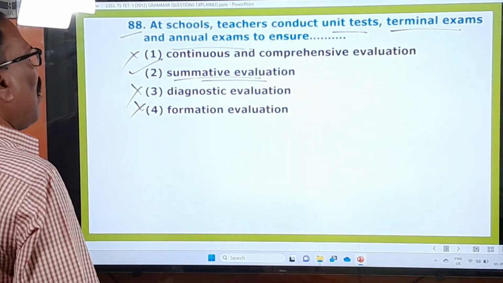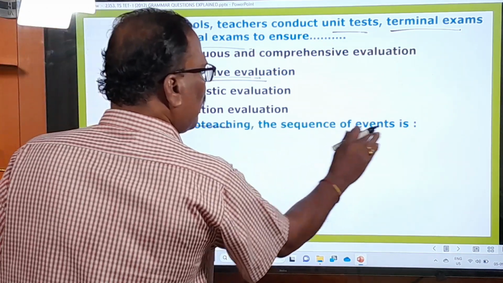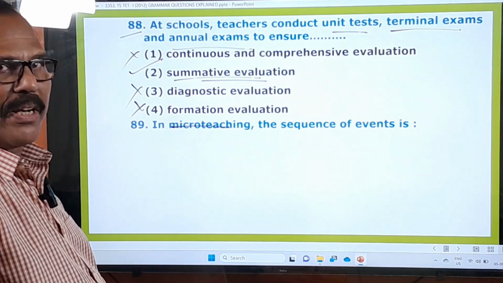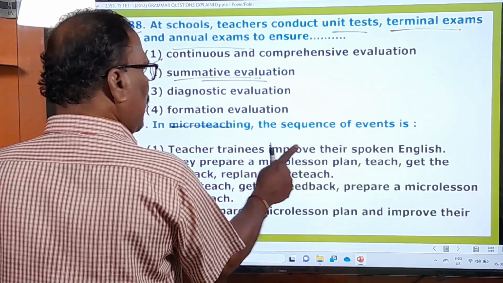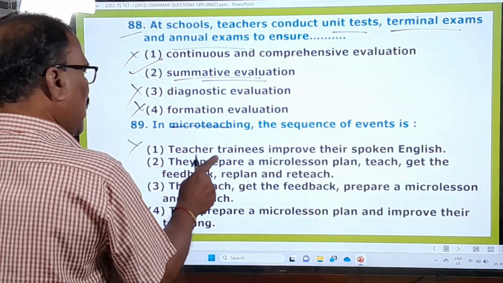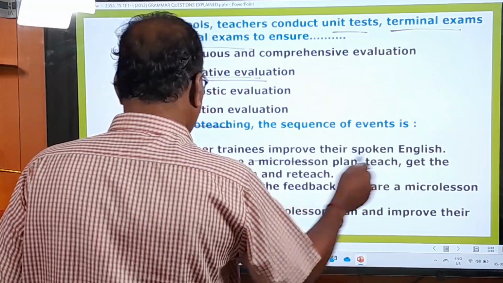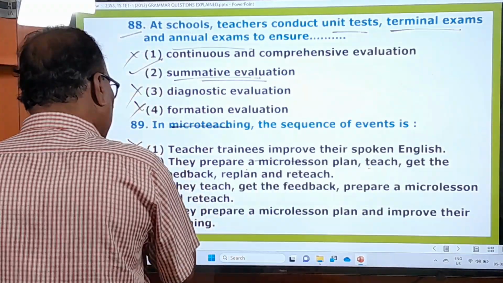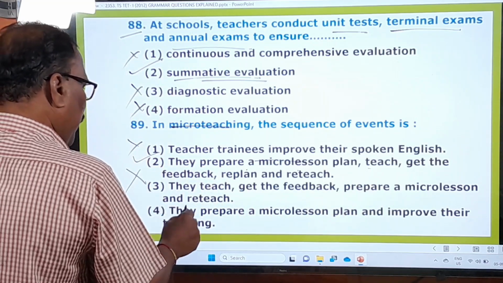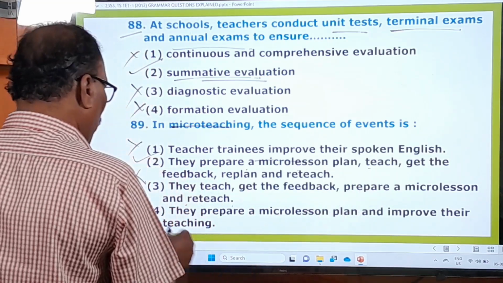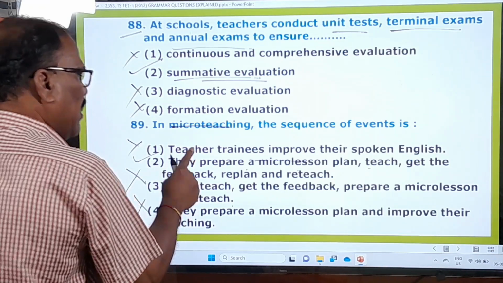Now you go to the last but one question. In the 89th one, in micro teaching, what is the sequence of events? What happens in micro teaching? Teacher trainees improve their spoken English? No. They prepare a micro lesson plan, teach, get feedback, replan. This is the right one. The first, third and fourth are wrong. Only the second one is the right one.